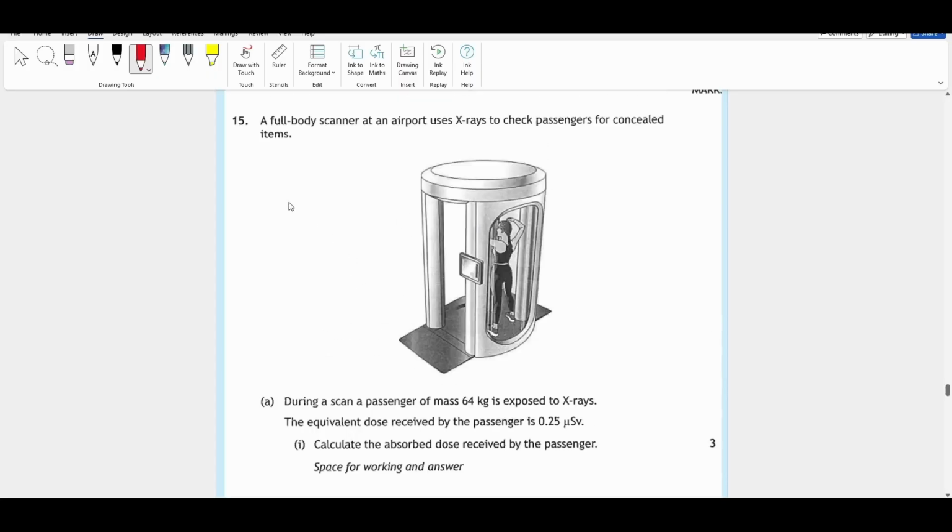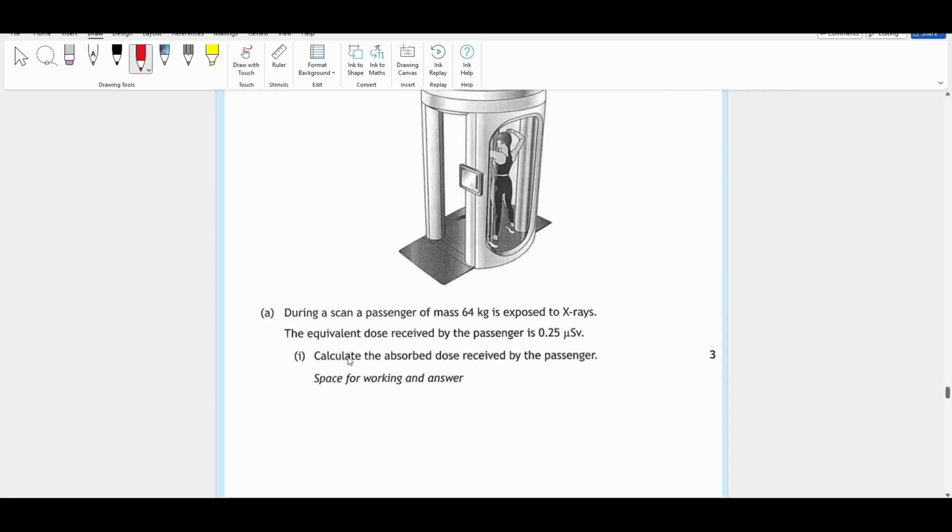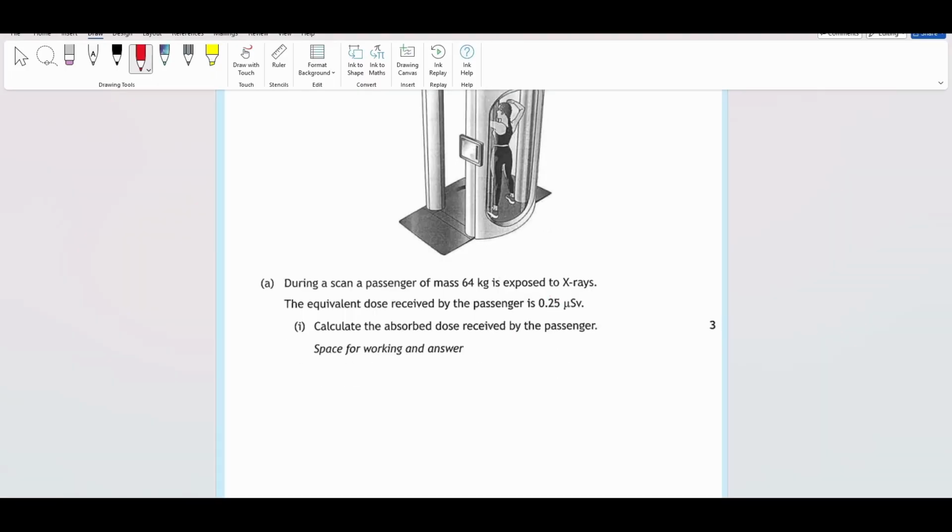So A part 1 of question 15 says we have to calculate the absorbed dose received by the passenger here. Since we're given the equivalent dose and we're also given the type of radiation we're exposed to, we can use the formula H equals D times WR, where WR is the weighting factor, D is the absorbed dose, and H is the equivalent dose. So we can write 0.25 times 10 to the negative 6 is equal to D times the weighting factor for X-rays, which is 1, so we can just do times 1. So D is just equal to 0.25 times 10 to the negative 6. And remember the units, which is grays.